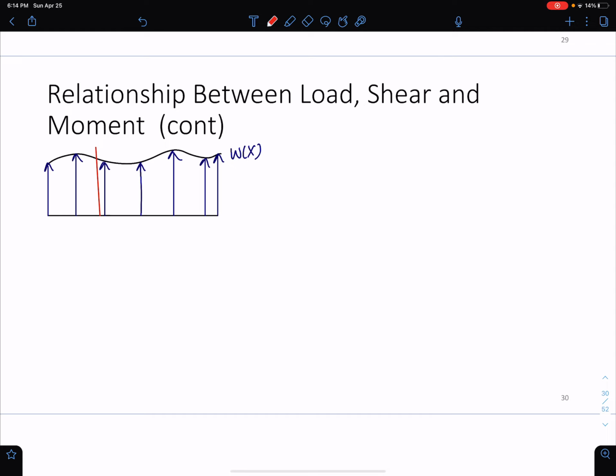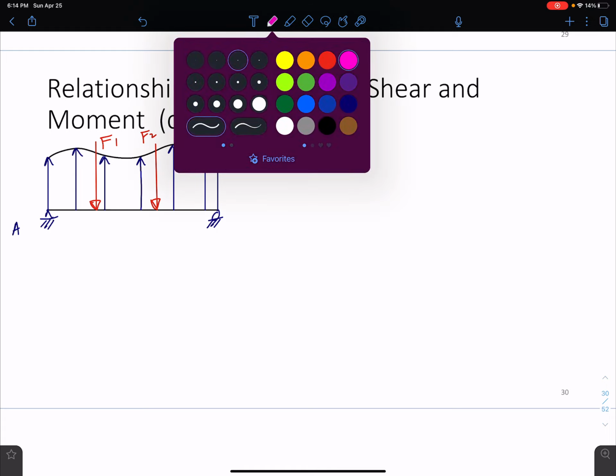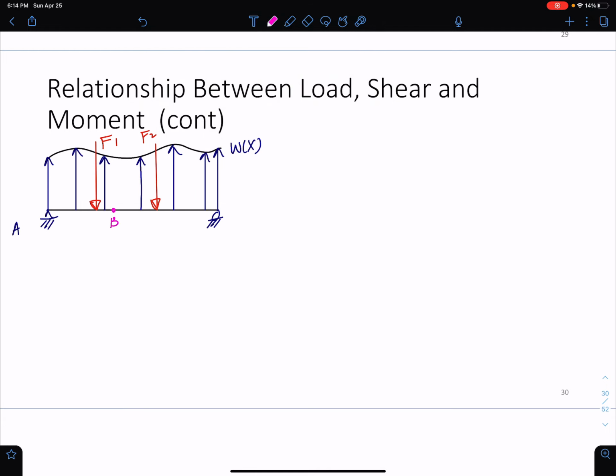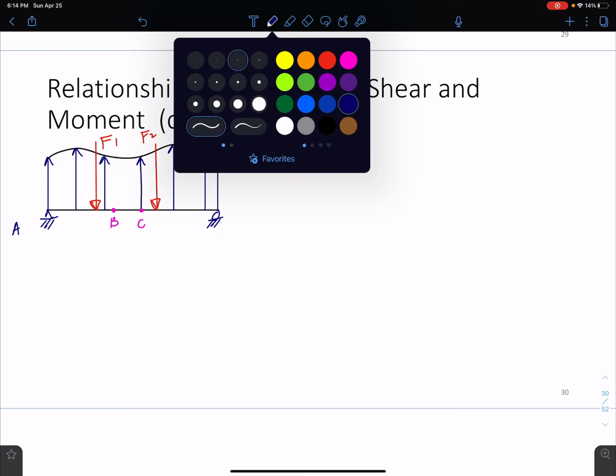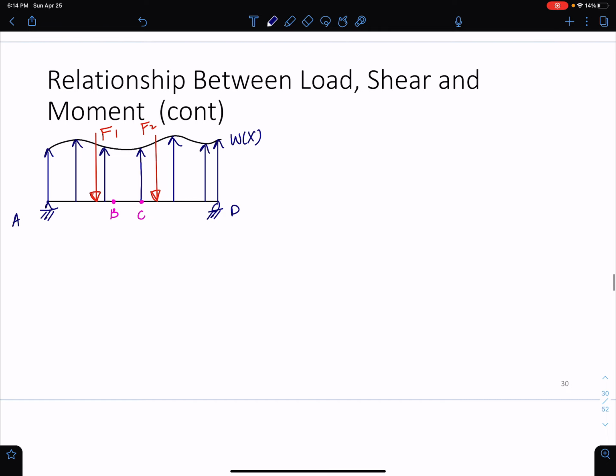We can also have some point loads on this system. We'll call this F1, F2. We'll have a pin and a roller. This is a simply supported system. We'll call this point A, some point B, some point C on the beam, and let's say this is point D. And let's even say we can have an applied moment here, some applied moment on the system, because we want to make this very general.